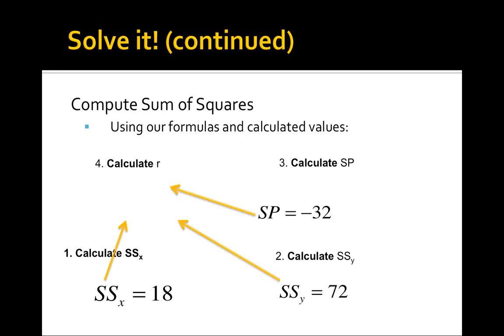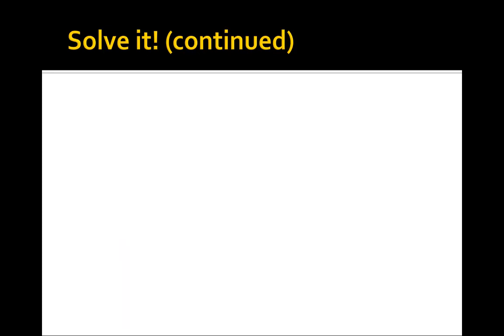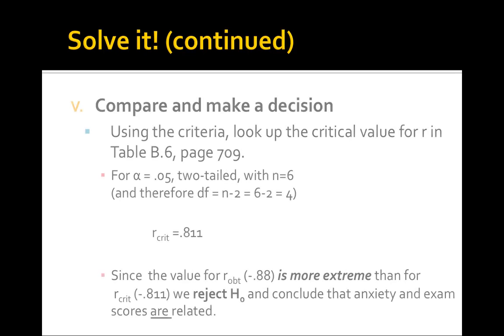Now we can calculate r. We use each of the individual values and go back to our formula where we said r equals sum of products over the square root of sum of squares x times sum of squares y. Let's substitute in those values. Negative 32 over the square root of 18 times 72 equals negative 0.88. This is a fairly strong negative relationship. But is it statistically significant? We need to do one more thing to determine that.